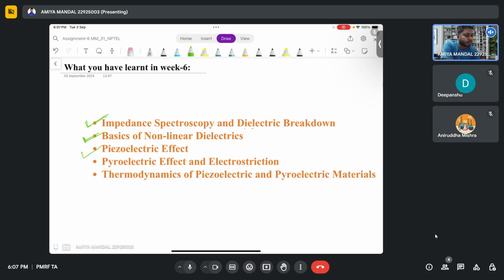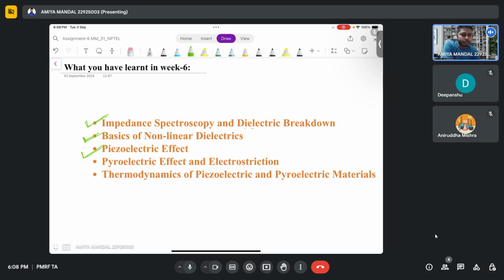Next is the piezoelectric effect. What the piezoelectric effect is, how strains are generated due to the application of an external electric field or mechanical stress, and how charges are developed due to external mechanical forces. All these are cases of the piezoelectric effect. Many questions have been done here, and different types of tensors and their behaviors regarding the piezoelectric effect were also discussed in the week 6 assignments and lecture.